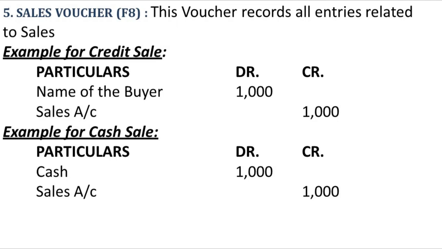And if there is a credit sale, the party will come. Like here you can see name of the buyer debit and sales account credit. And if there is a VAT, then VAT account credit. Example for cash sales: cash account debit and sales account credit.